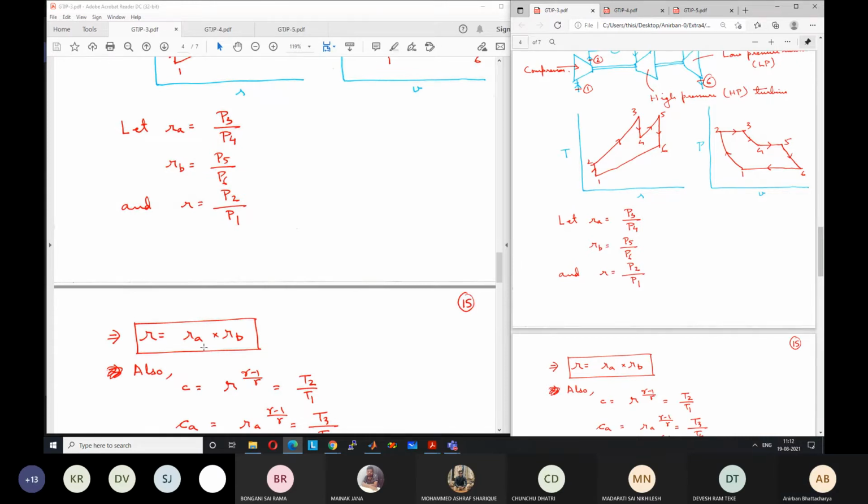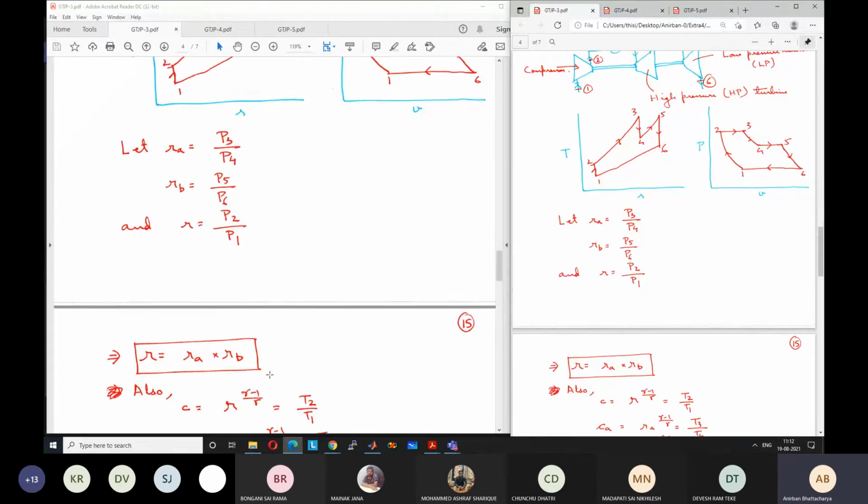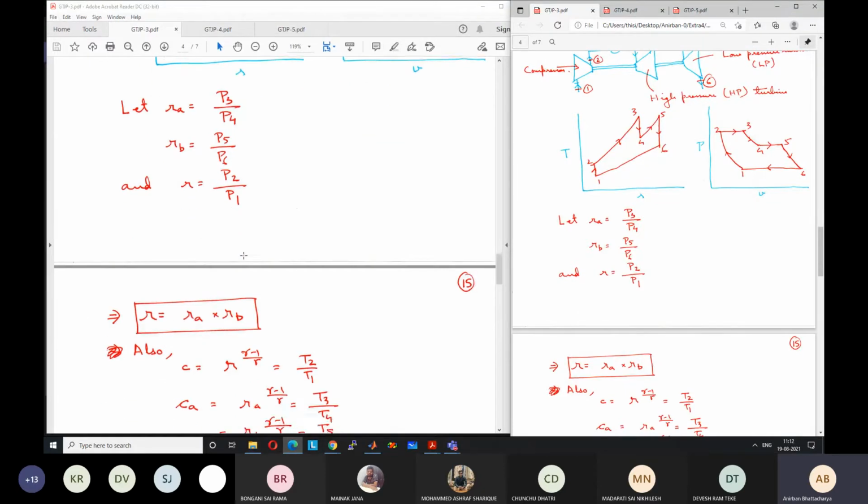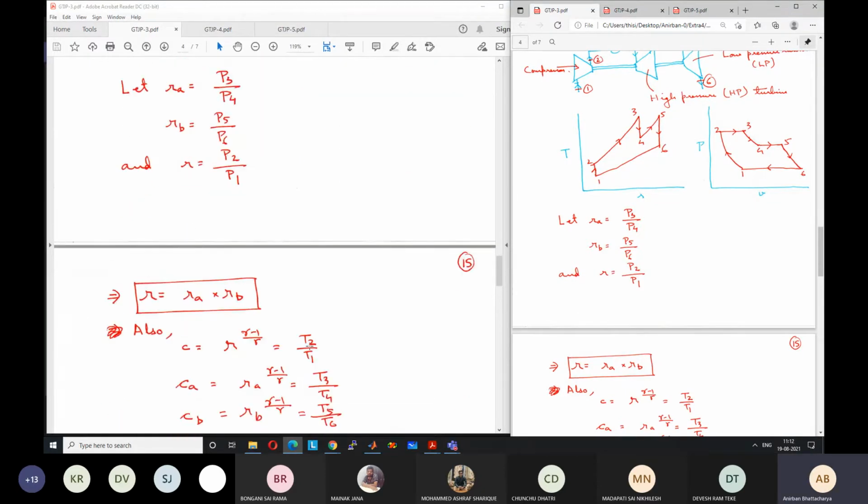Okay. Now we have defined C to be R to the power gamma minus 1 by gamma. Why we have defined this? Because we found that this is a term which we encounter very often. This is equal to the temperature ratio across the compressor. Okay. Or in the previous case, it was also the temperature ratio across the turbine. So C is equal to R to the power gamma minus 1 by gamma equal to T2 by T1. Now we can similarly define CA is equal to RA to the power gamma minus 1 by gamma. RA to the power gamma minus 1 by gamma will be equal to the temperature ratio T3 by T4 using the isentropic relation for ideal gas.